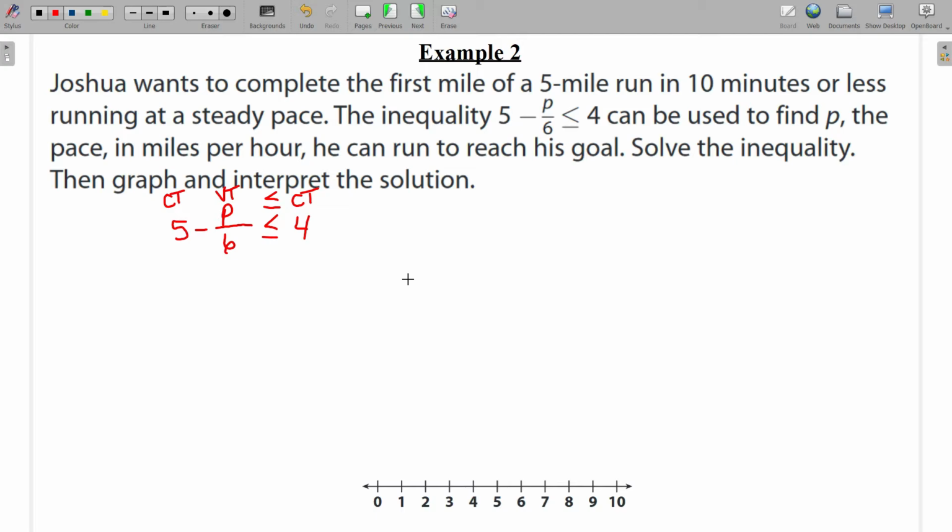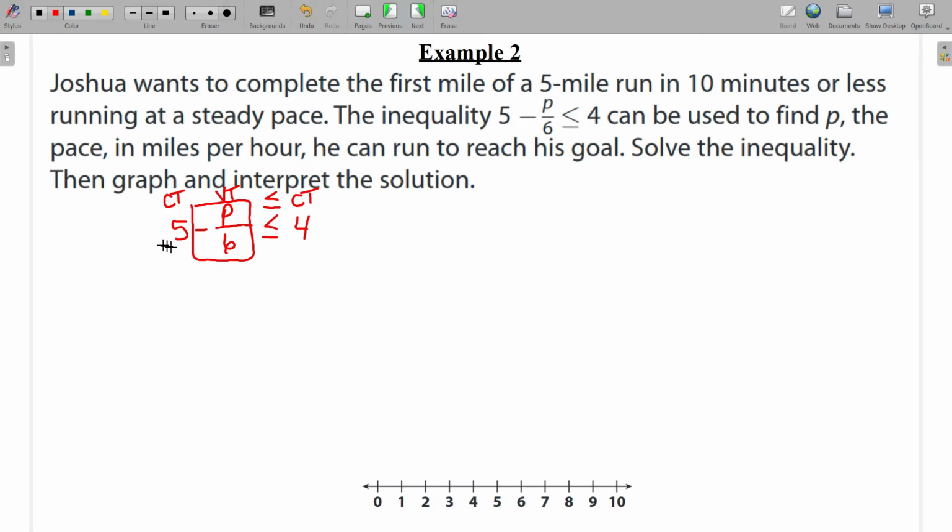So what we find in this inequality is that we have two terms on the left-hand side of the inequality. We have our constant term 5, and we have our variable term negative p over 6. On the right-hand side of our inequality, we have only one single term, the constant term 4. So what we want to do in this particular problem is get our variable term isolated, by itself. Now the variable term happens to be on the left-hand side of my sign, so I want to get that by itself, and I do that by getting rid of this constant term 5.